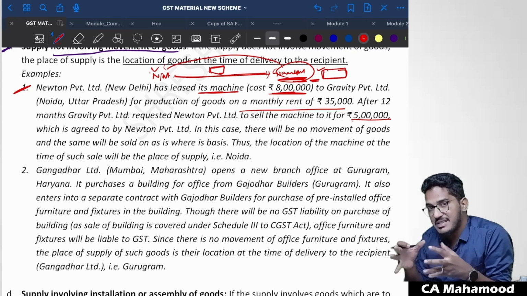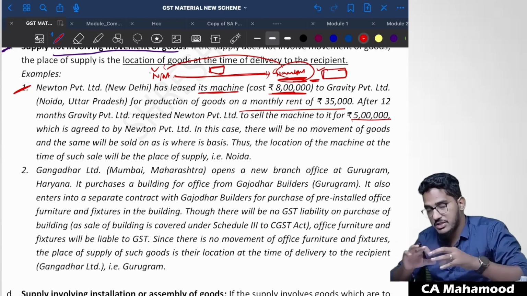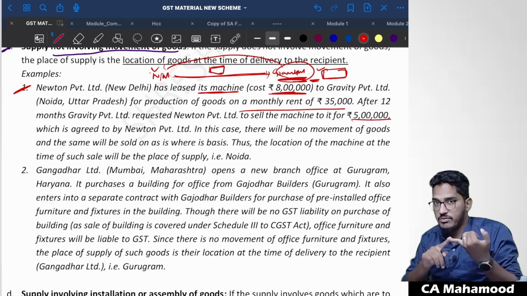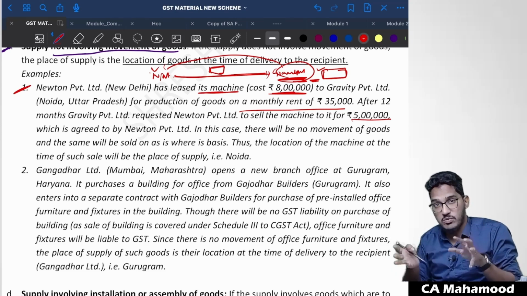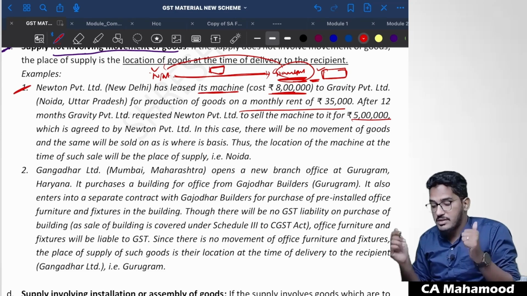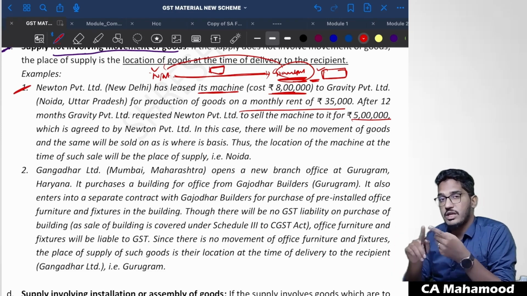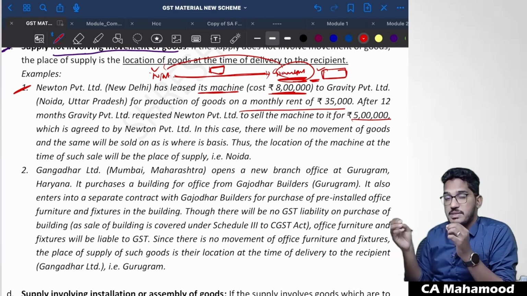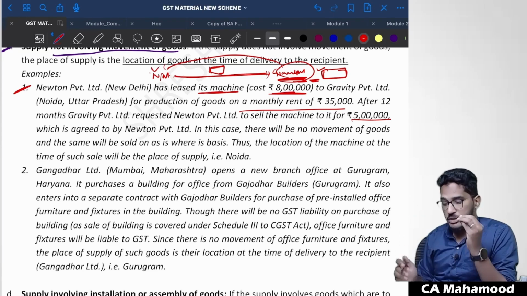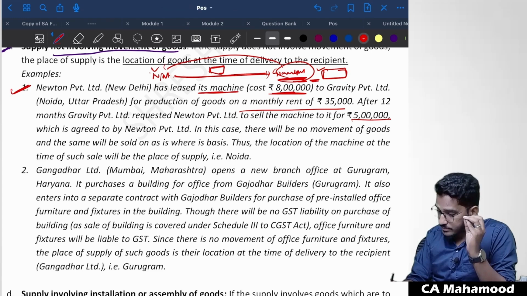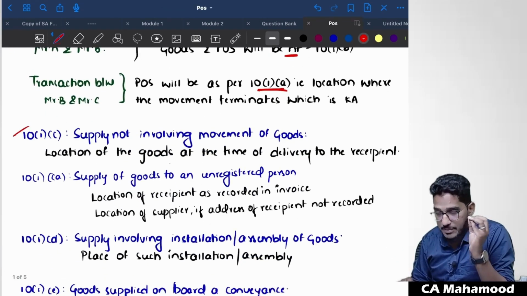But is movement happening there? Is the movement of the machinery happening here? No, movement of the machinery is not happening. Supply of goods is there, but there is no movement involved regarding the supply. Sir, then in this case, how to determine place of supply? Because section 10 subsection 1 clause A is only talking about how to determine place of supply if there is a movement of the goods. Sir, but what about this? Here there is no movement. How to determine place of supply? So here section 10 subsection 1 clause C has come to our rescue.